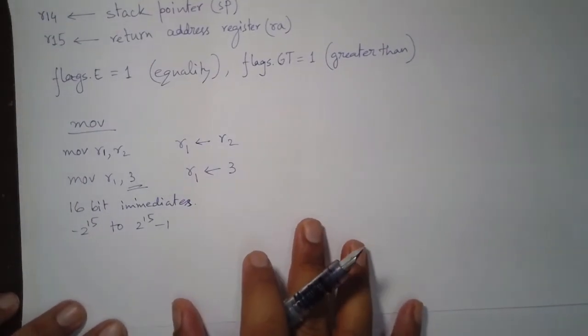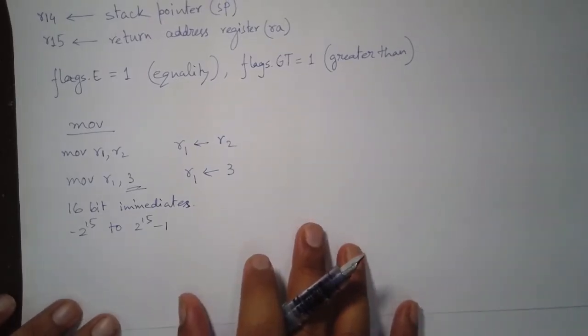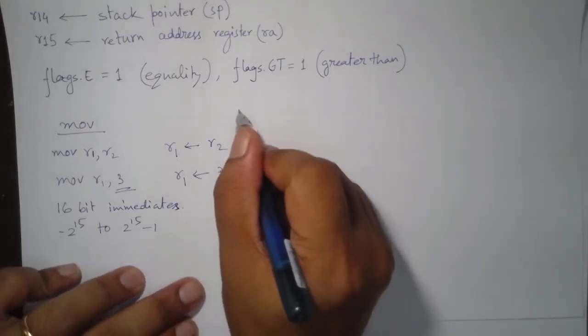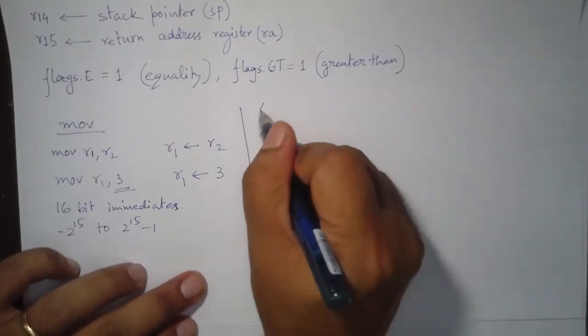Then we can look at a bunch of arithmetic instructions, so arithmetic and logic instructions. So, let's list down all the arithmetic and logic instructions.